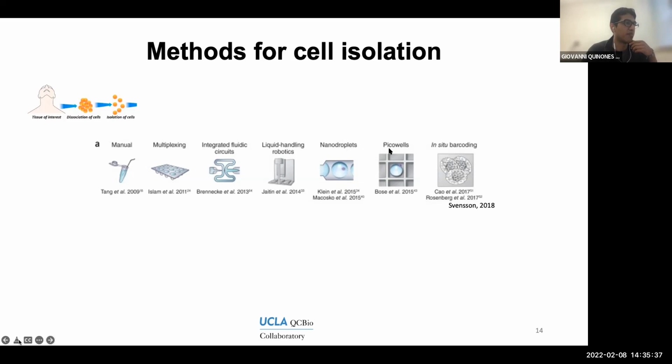Or we also have picowells, which is pretty much this setup, this little scaffold that would allow for one individual droplet to fall within each picowell. And then RNA extraction and sequencing and so on will happen within every well.